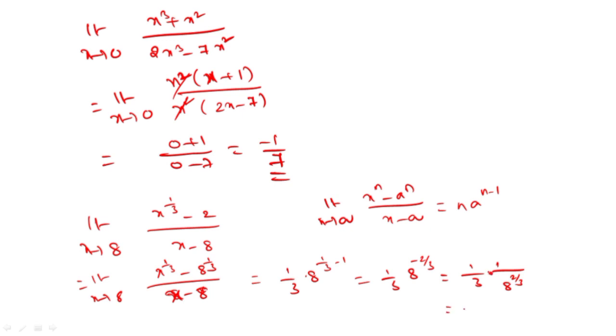8 can be written as 2 cube whole power 2 by 3. 3 gets cancelled. 1 by 3 into 4, since 2 square becomes 4. This will be 1 by 12.